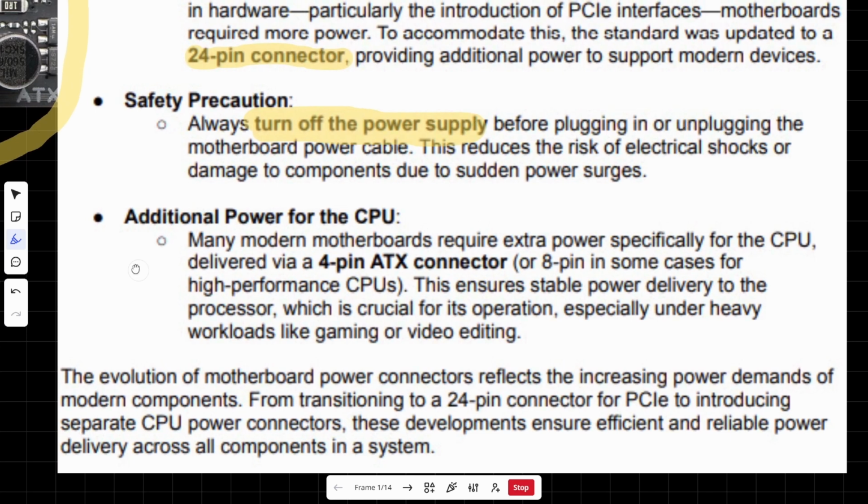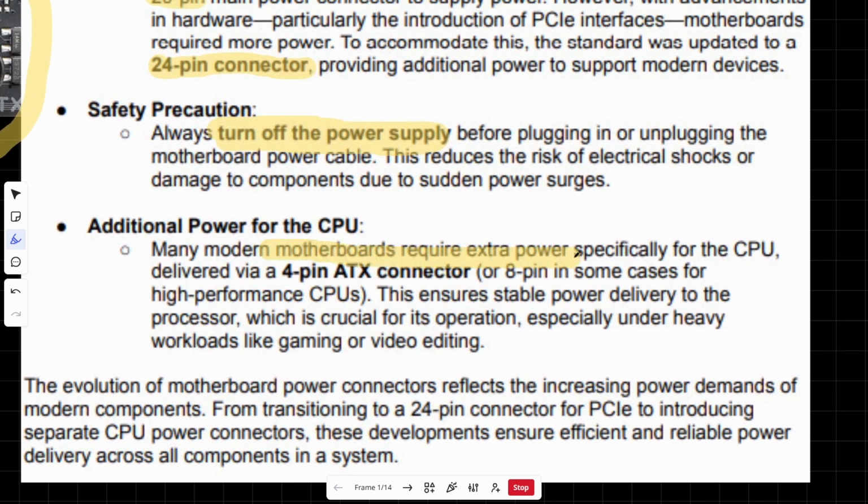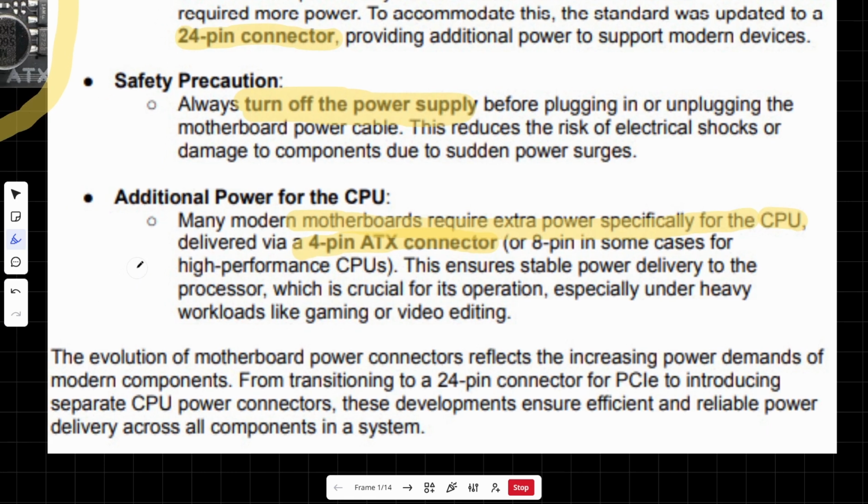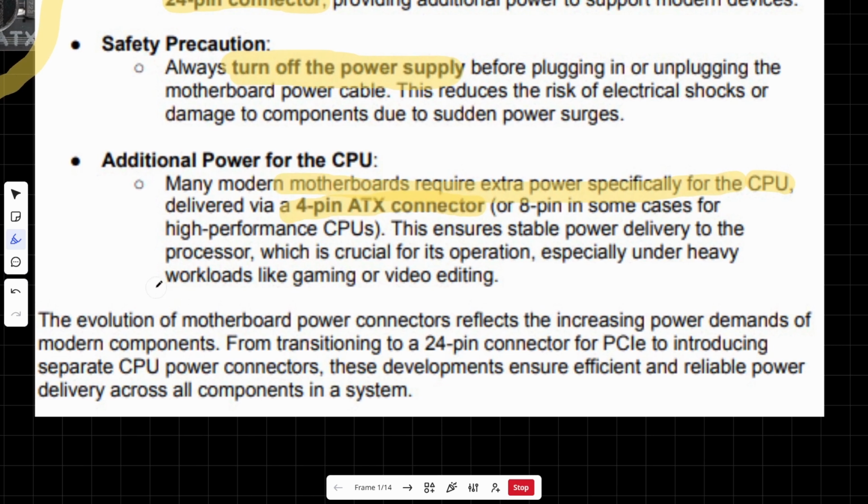Now, many modern motherboards require extra power for the CPU, which is why there's an additional 4-pin ATX connector that you can use in order to provide that additional power. So that is something worth knowing as well. There is a 4-pin additional connector to provide that extra power to the CPU in a lot of cases.